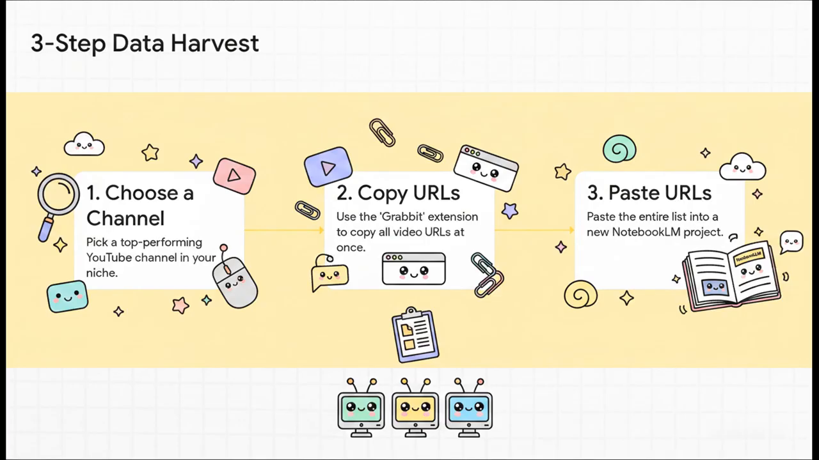First, you find a top-performing channel in your niche. Then, instead of spending hours manually copying every single video link, you use a little browser tool called Grabit. With just one click, it copies dozens, even hundreds of their video URLs. And then you just paste that whole massive list into a new project in NotebookLM.